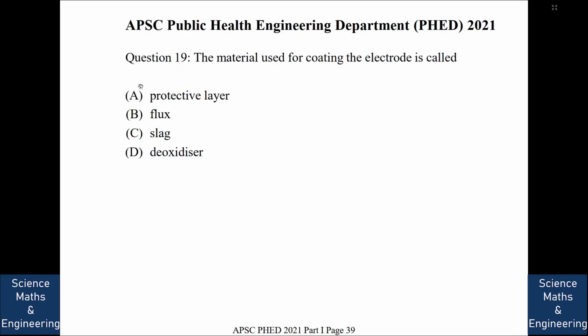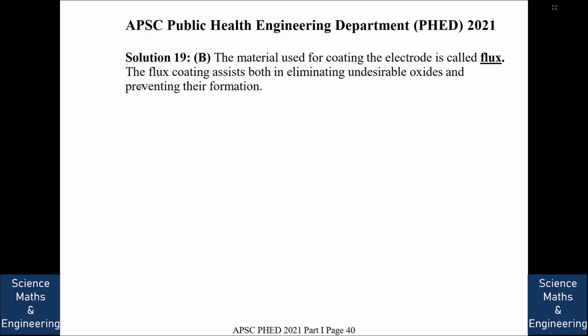The material used for coating the electrode is called, the answer is, it is called flux. Now this flux assists in eliminating both undesirable oxides and preventing their formation. So we'll go to the next question.